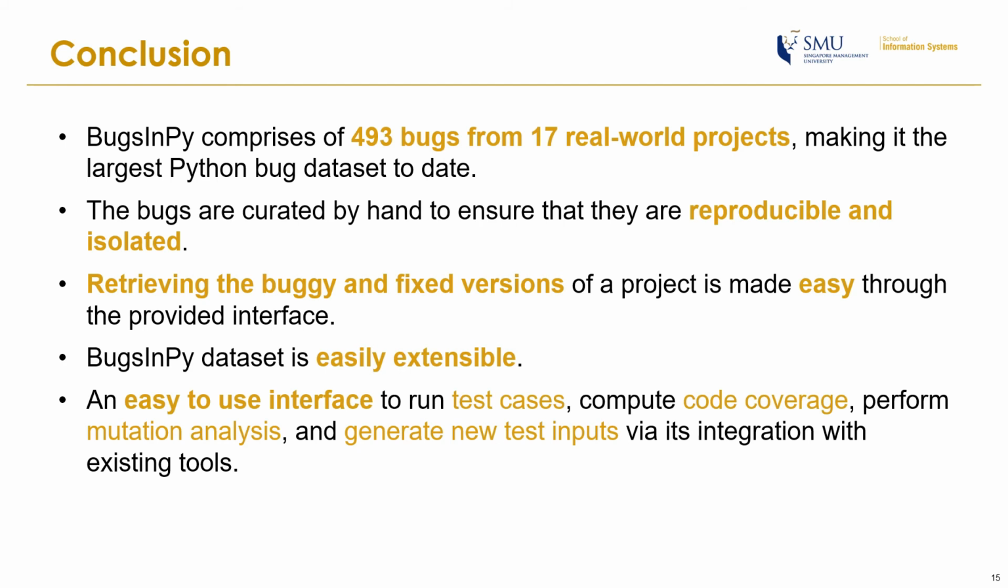The objective of this work is to support reproducible research on real-world Python projects. We also made it easy to retrieve the buggy and fixed versions with the provided interface. The BugsInPy dataset is also easily accessible, since we also provide a guide to add bugs. BugsInPy has a provided interface that makes it easy to run the test cases, compute code coverage, perform mutation analysis, and generate new test input via its integration with existing tools.